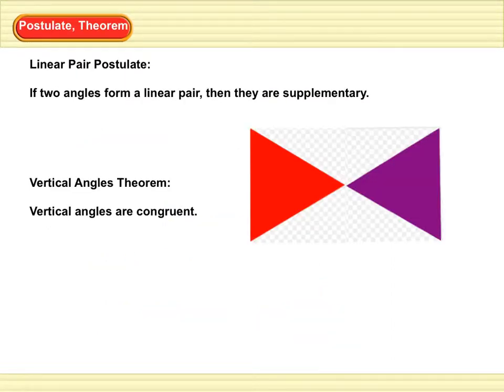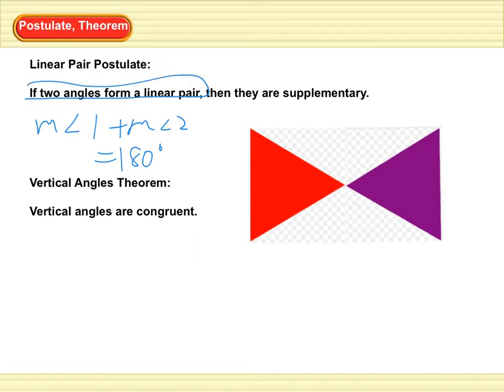Here's a postulate called the linear pair postulate. If 2 angles form a linear pair, then they are supplementary. We actually already went through this. So what this tells me in math symbols is that the measure of the first angle and the measure of the second angle would add up to 180 degrees if these 2 angles form a linear pair.